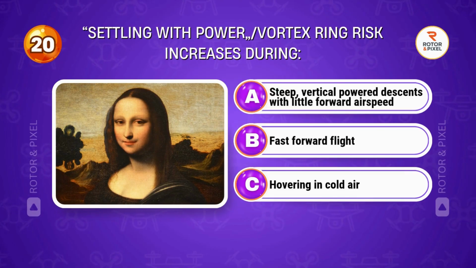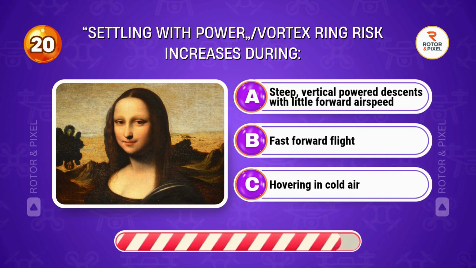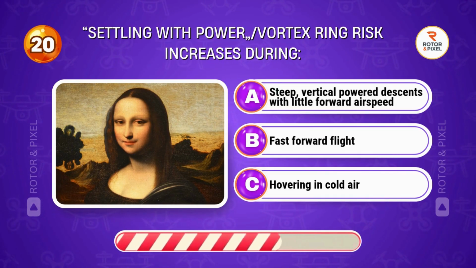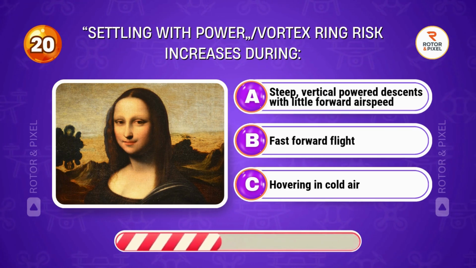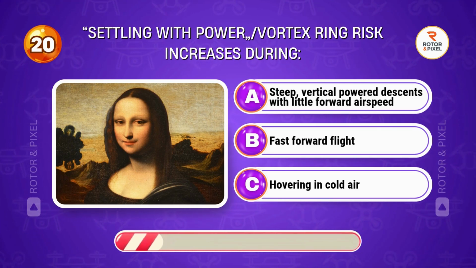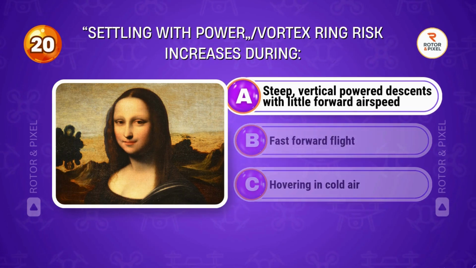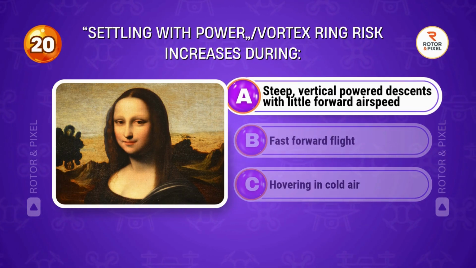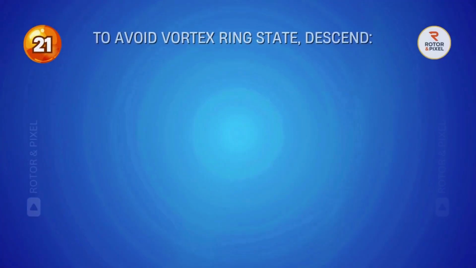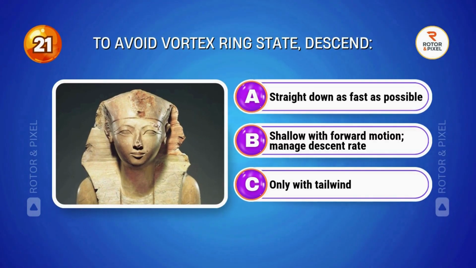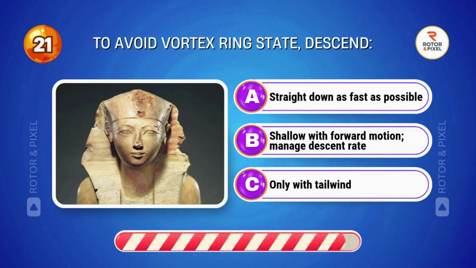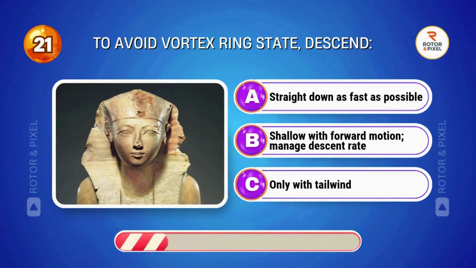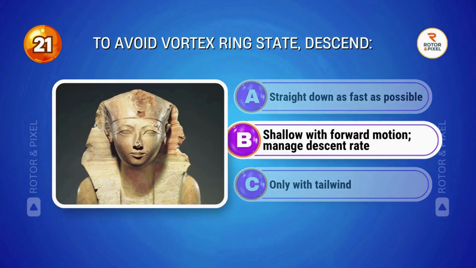Settling with power, vortex ring risk increases during... Answer A. Steep vertical powered descents with little forward airspeed. To avoid vortex ring state, descend... Answer B. Shallow with forward motion, manage descent rate.